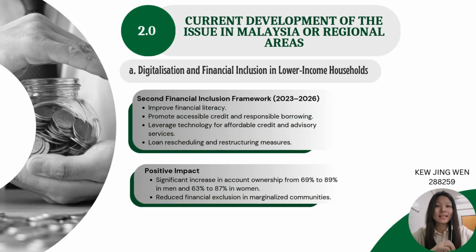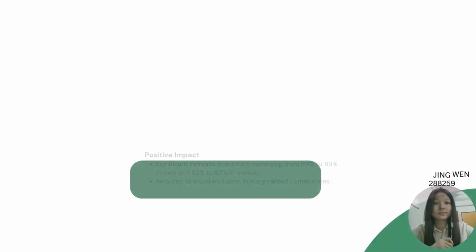In Malaysia, the second financial inclusion framework focuses on enhancing financial literacy, providing access to credit, and supporting vulnerable groups. The framework uses technology to offer tailored financial solutions and debt relief measures. The outcomes of financial inclusion are promising, with a marked increase in account ownership among both men and women in the past decade, signaling progress in addressing financial exclusion.